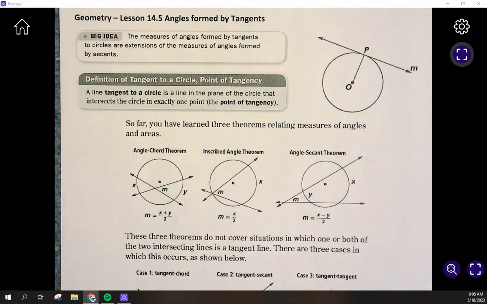This is geometry lesson 14.5, angles formed by tangents. So, the big idea says the measures of angles formed by tangents to circles are extensions of the measures of angles formed by secants. So, the rules that these new lines, tangents, will follow are going to be very similar to what we just looked at with secants.